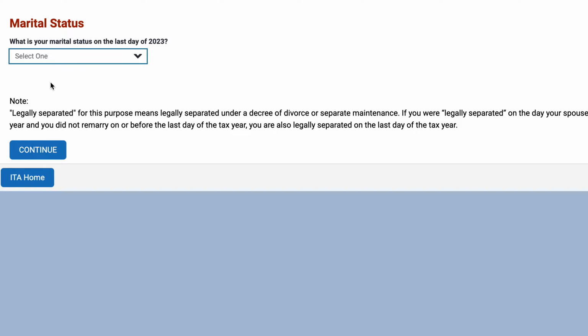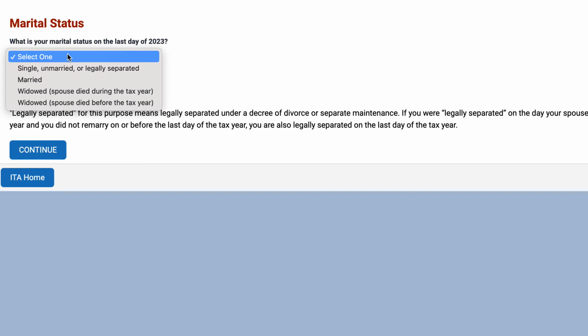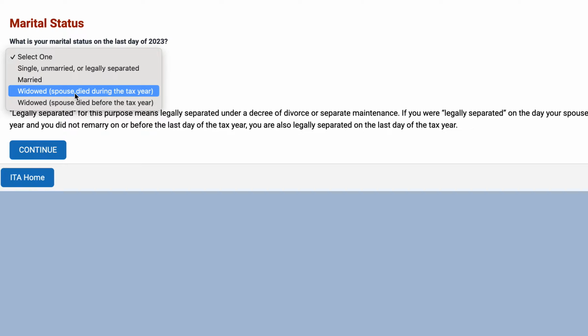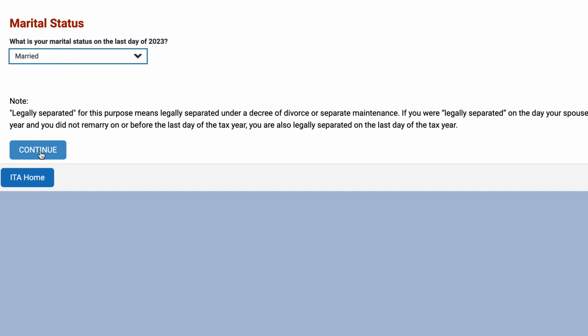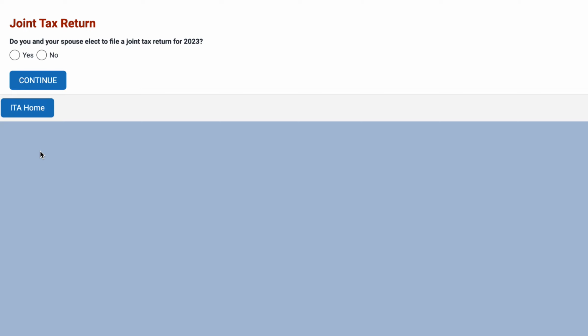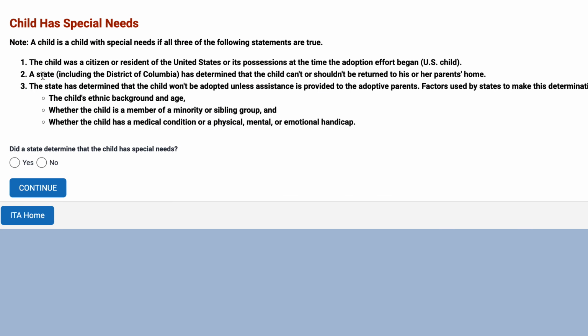Conversely, if you were married on the day that your spouse died at the end of the tax year, you would still be considered married if you were not remarried. There's actually a status here for widowed, spouse died during the tax year. So let's just say that we're married. Do you and your spouse elect to file a joint tax return? We'll say yes. And then there is a clear definition of a child with special needs.